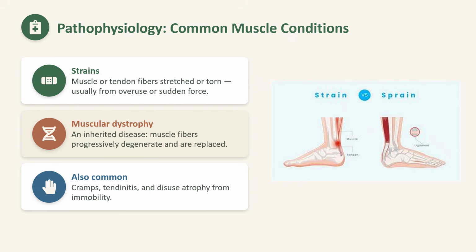And under also common, 3 conditions worth naming because you'll encounter them daily. Cramps, which are sudden involuntary contractions. Tendinitis, inflammation of the tendon where muscle attaches to bone. And disuse atrophy, the wasting that follows immobility, which is exactly the use it or lose it principle from the last lecture, playing out in a patient whose arm has been in a cast. Here's the theme: whether by injury, by genetics, or by neglect, muscle disease is fiber damage. Let's take the 2 main conditions one at a time.